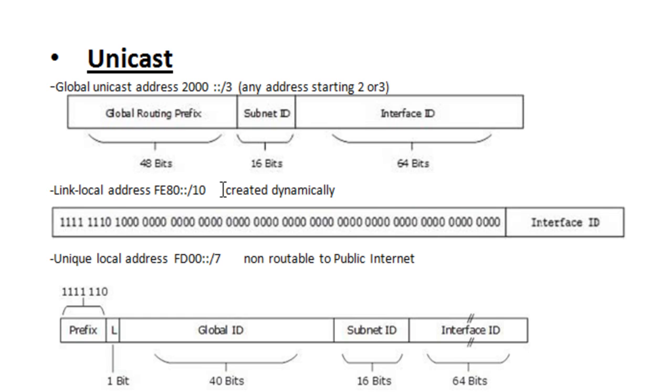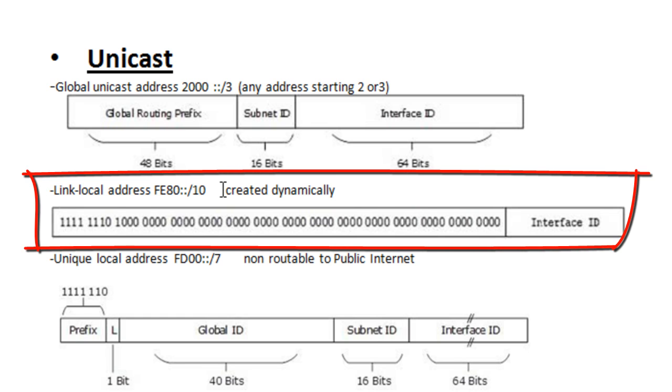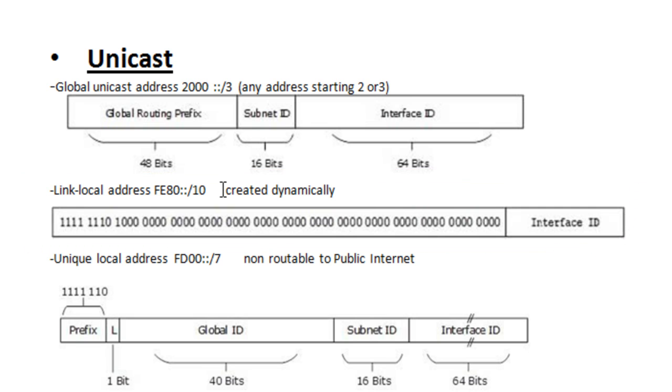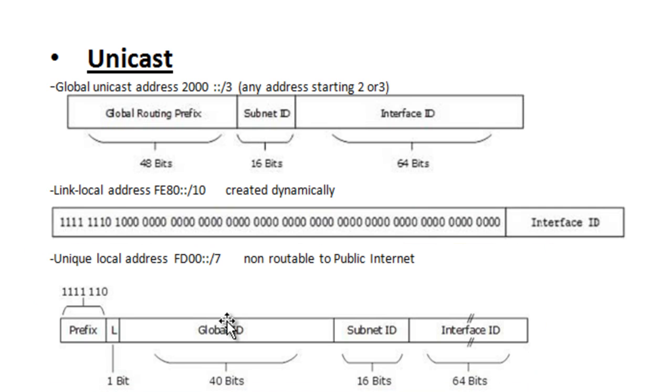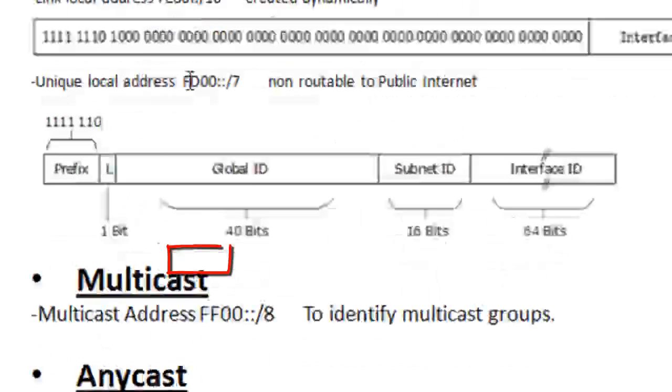Next we have the link local address. This link local address, as the name implies, is just used by the device to communicate on its own local area network. Those link local addresses are not routable, and they always start with FE80, as you see up here. The interface ID is going to be 64 bits. Finally, we have the unique local address, which is equivalent to the private address in IPv4. As you see up here, they start with FD.